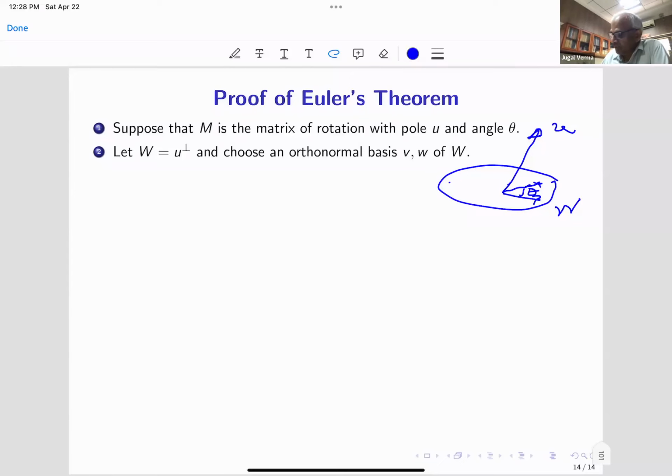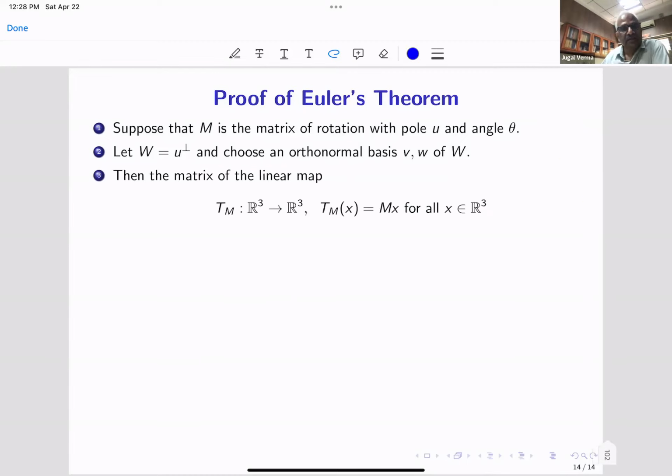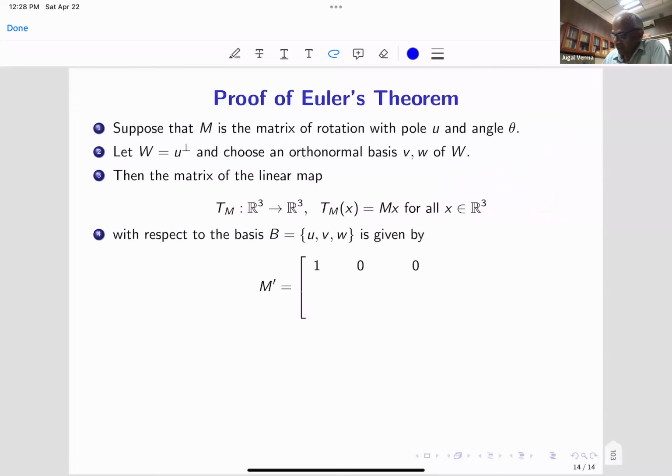And so if I take a basis V and W of the plane W, and along with that I add U, I have an orthonormal basis of R3. And my matrix gives rise to a linear transformation from R3 to R3, T_M, where T_M(X) equals MX for all X. But I can find the matrix of T_M with respect to this basis U, V, W. When T_M is acting on these basis vectors, U is fixed and V and W are being rotated by angle theta. So this is the matrix of this linear transformation T_M with respect to this basis.